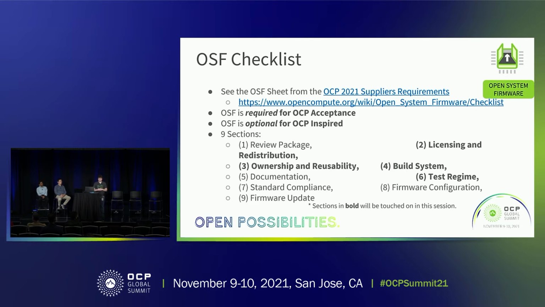There are 9 sections. The sections we have in bold here are the ones we'll be discussing today in this talk, but you can read about all these sections online on the wiki or by looking at the supplier's requirements. So the ones for today are the licensing and redistribution requirements, the ownership and reusability requirement, the build system requirement, and finally the test regime.